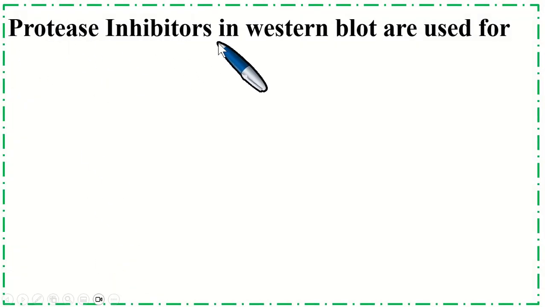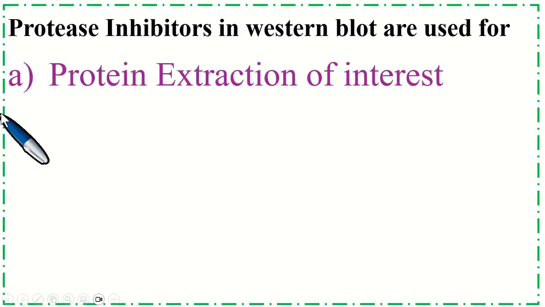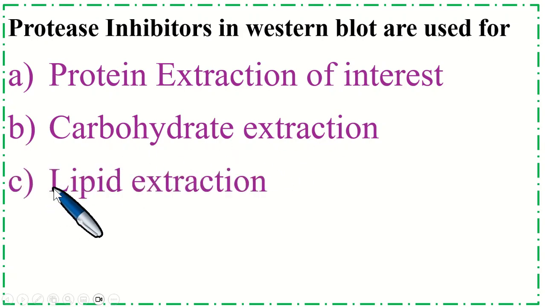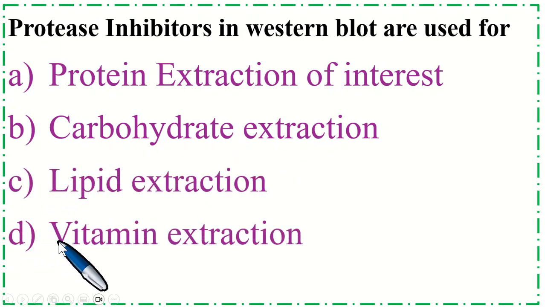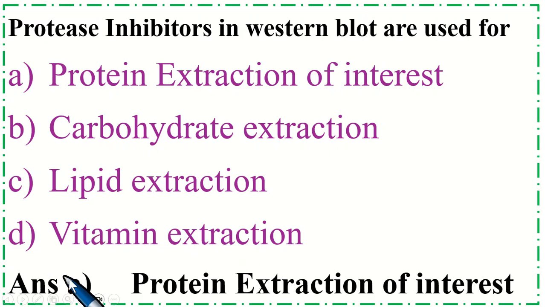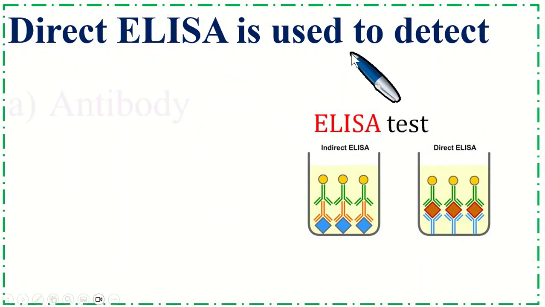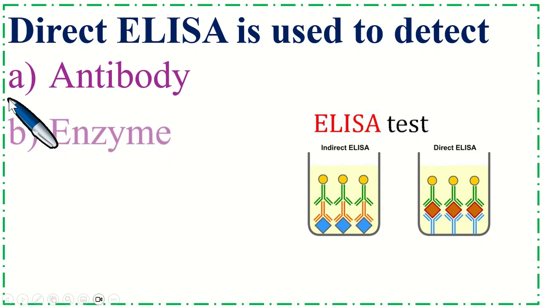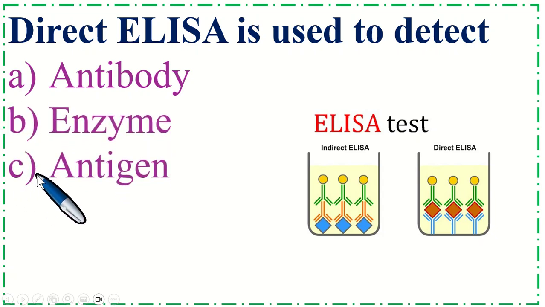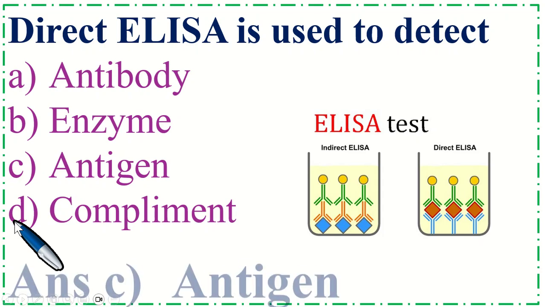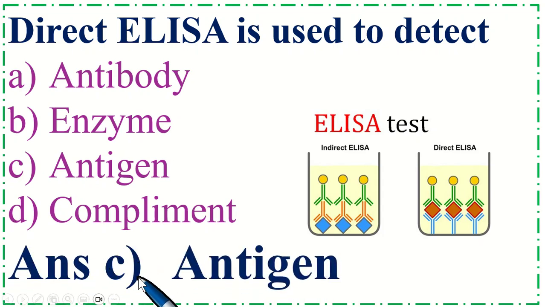Protease inhibitors in Western blot are used for option A, protein extraction of interest; B, carbohydrate extraction; C, lipid extraction; D, vitamin extraction. Correct option is A, protein extraction of interest. Direct ELISA is used to detect option A, antibody; B, enzyme; C, antigen; option D, complement. Correct option is C, antigen.